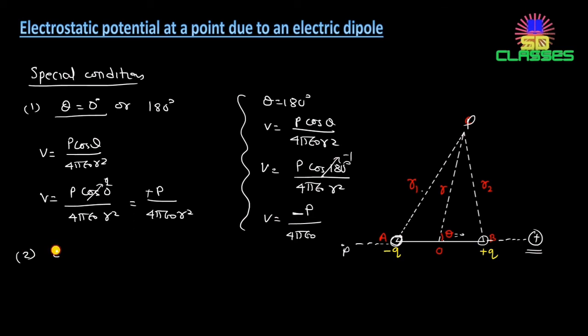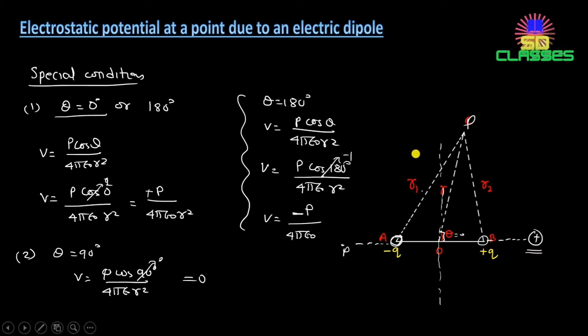Next condition is when theta is 90 degree. That means I am going to find the potential at the equatorial line, right? This one will be 90 degree. So V equal to p cos 90 degree divided by 4 pi epsilon r square. Cos 90 is 0, so V is equal to 0. So on the equatorial line, the potential is 0. Okay, so this is all about the dipole and the potential associated with it. I hope you have understood it.